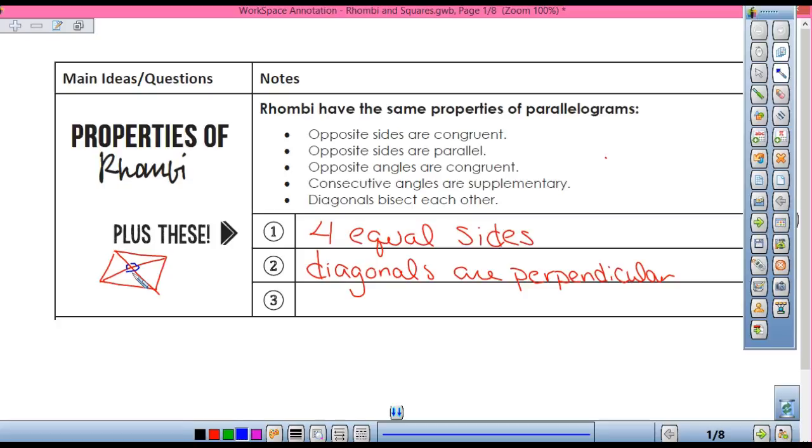And now the diagonals bisect the opposite angles. That was not true in a parallelogram. It was not true in a rectangle, contrary to popular belief. In a rhombus it is. So this angle is going to be congruent to this angle, this to this guy, this to this guy, and this to this guy. Not all of them are congruent, but the diagonals bisect those angles.